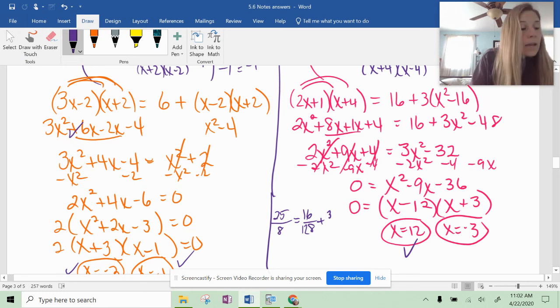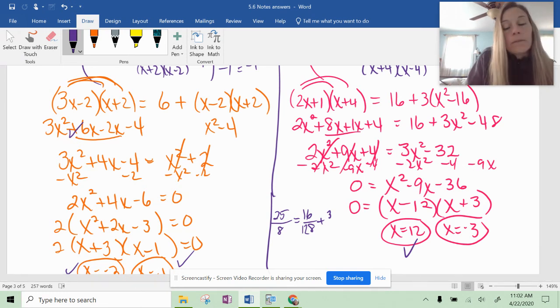Then if we want to try the negative 3, 2 times negative 3 is negative 6. Negative 6 plus 1 is negative 5. Negative 3 minus 4 is negative 7.